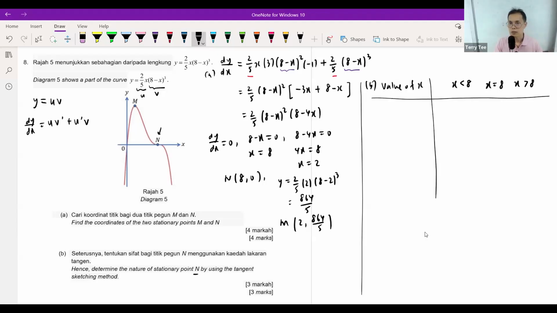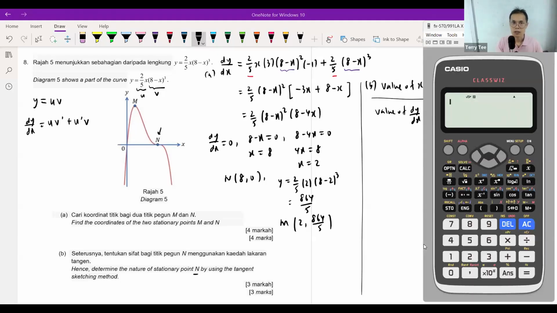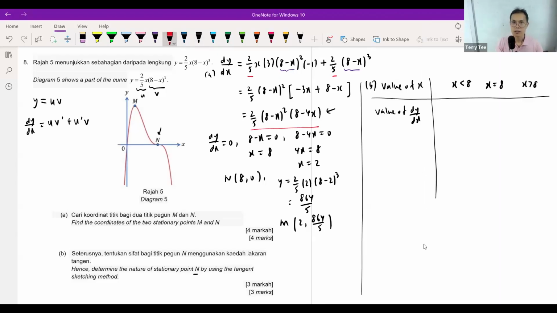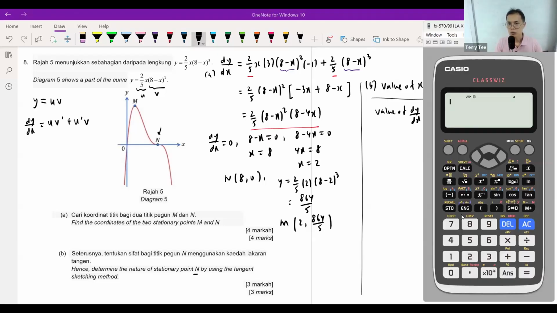So this is your x value. Let me write nicely: x less than 8, x equals 8, x more than 8. Let me look at the value of your dy/dx. Now, we can type this in your calculator. Your dy/dx is this, maybe I highlight for you. This is your dy/dx. So I'm going to type this function in my calculator: 2 over 5, open bracket 8 minus x, use the function x here, square it, then open bracket 8 minus 4x.